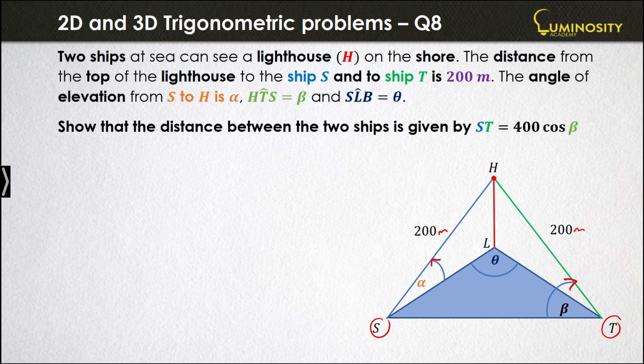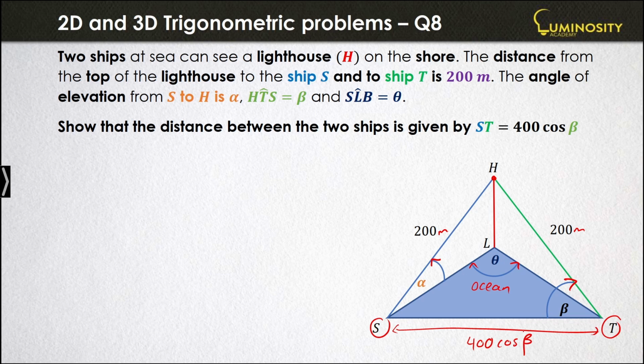Angle HTS, so this larger front-facing triangle in the 3 dimensions, that angle is beta. And then angle SLB, so this angle here, which you can think of the body of water here, like the ocean or the sea, that angle is theta. We want to show that the distance between the two ships, ST, is given by 400 times cos of beta.